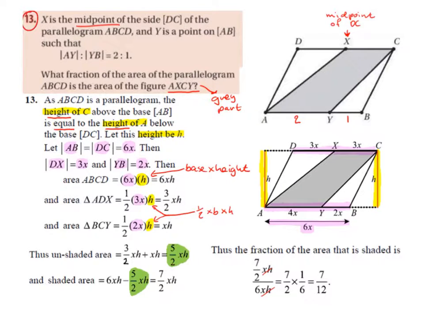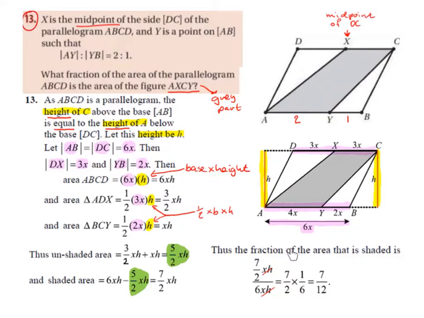So the area of the overall parallelogram is 6xh. The area of the two triangles added together is 5 over 2 xh. So 6xh minus 5 over 2 xh leaves us with 7 over 2 xh. So this is the shaded area. The shaded part in the centre is 7 over 2 xh.